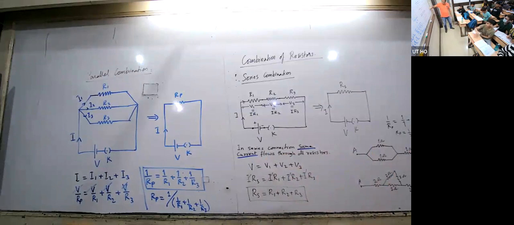Do it on the paper. How do you simplify? Now these 2 and 2, are they in series? Yes, sir. The upper 2 and 2 are in series, so that becomes 4. 4 in parallel with 2.